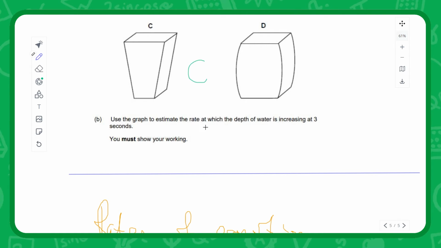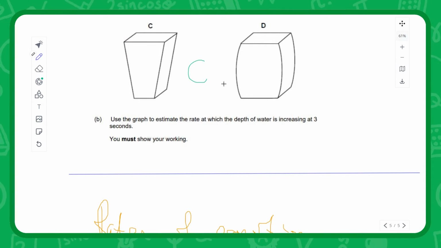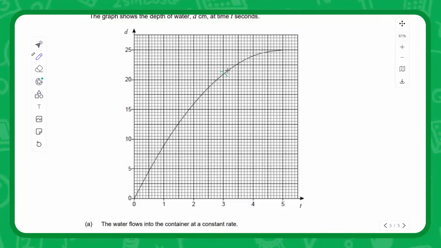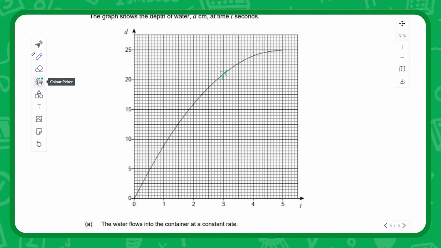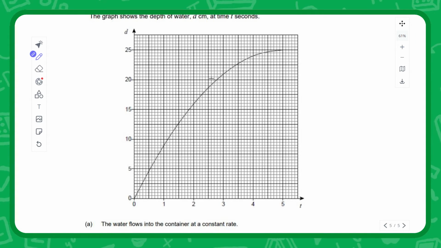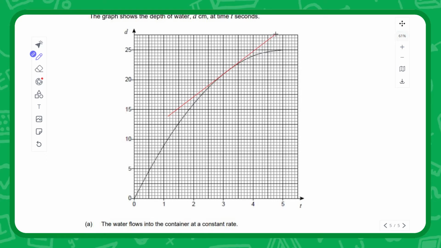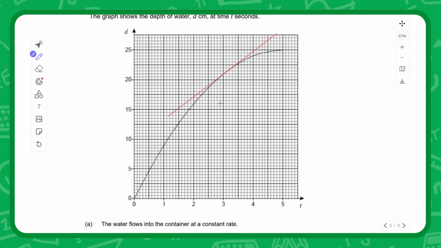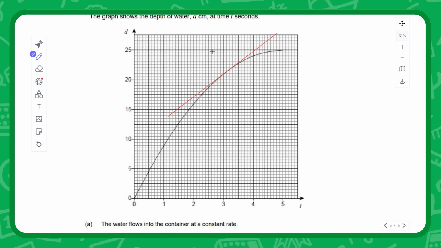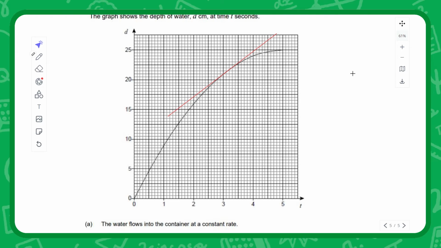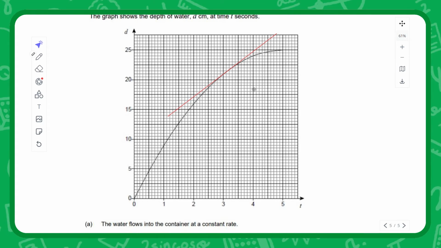And use the graph to estimate the rate at which the depth of water is increasing at 3 seconds. The way that we do that is at 3 seconds, that corresponds to this point here, and we'd have to draw a tangent. I'm going to make this into a nice red color so it's clearly visible. We draw a tangent for 3 seconds at that point. That tangent is going to be parallel to the surface at that point, but otherwise makes 90 degrees to the rest of the curve.